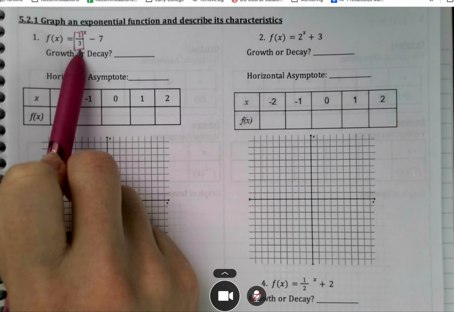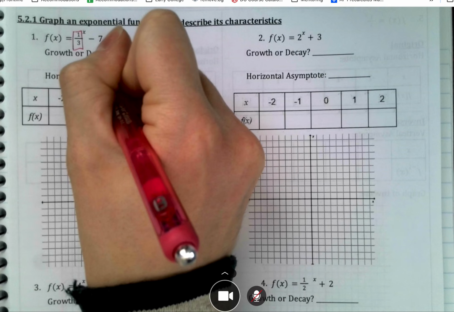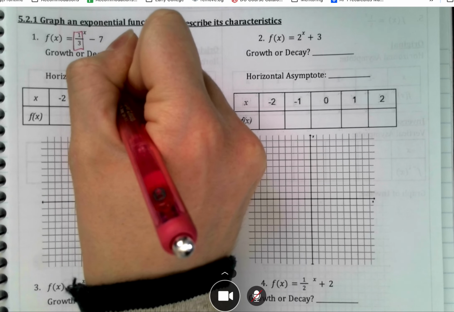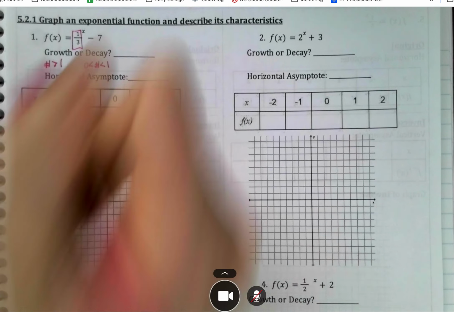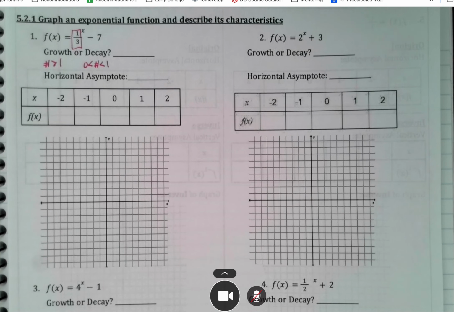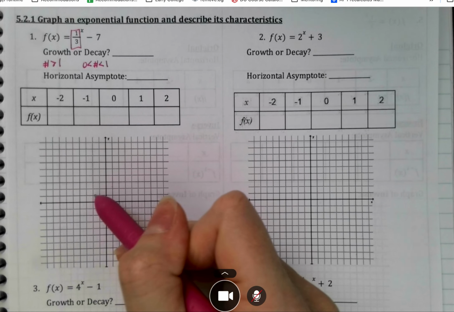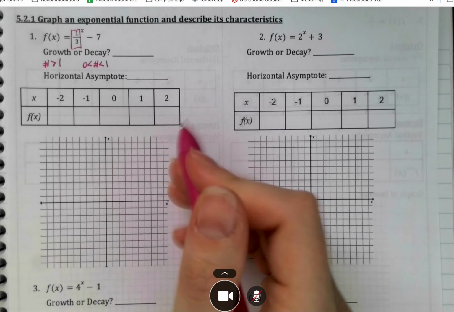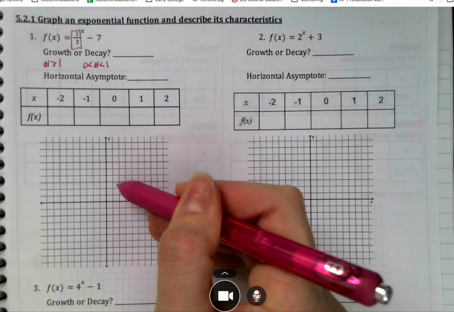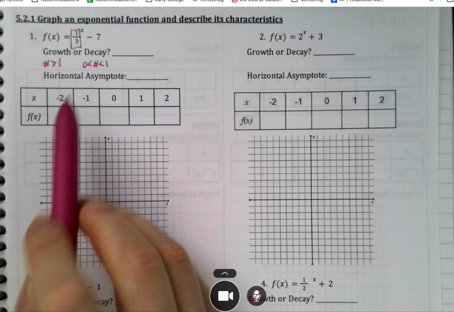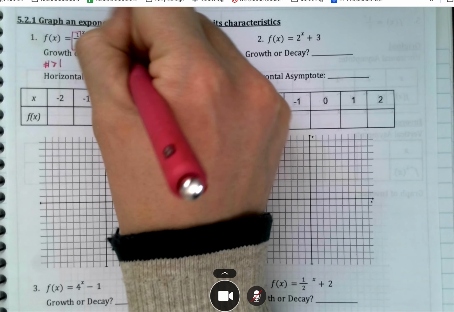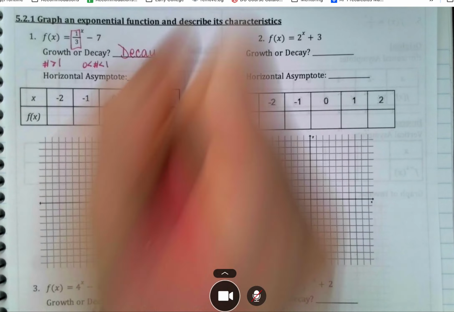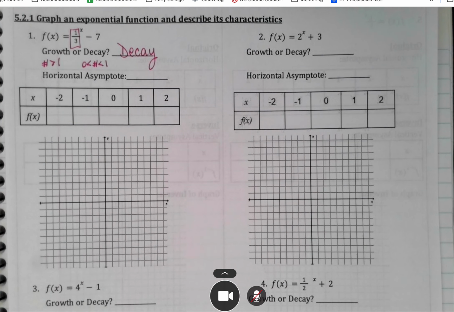If the number is in between 0 and 1, I'm going to write it like this, it would be decay. And if that number is greater than 1, then it would be growing. Growing is when it increases really drastically, and then decay will be when it kind of comes down and levels off. So because 1/3 is in between 0 and 1, this graph will demonstrate exponential decay. So overall, our graph will be decreasing.